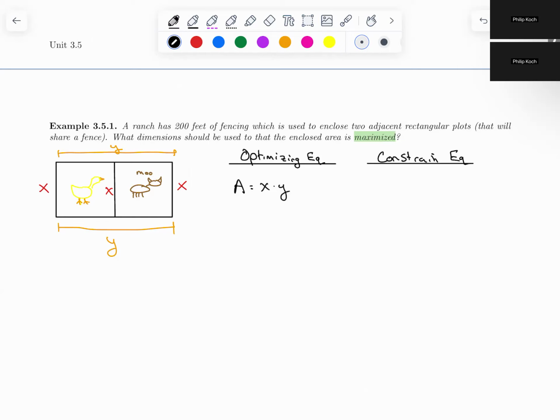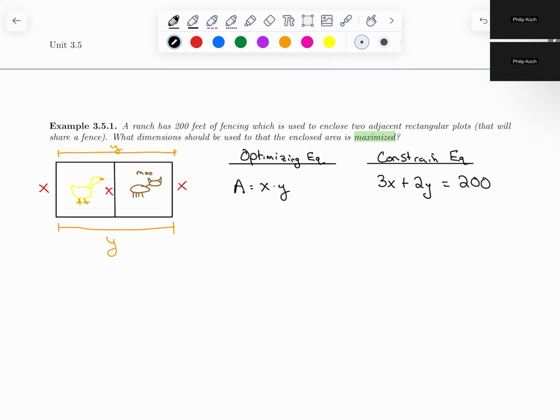So I have two y pieces of fencing and 3x pieces of fencing. So I have 3x plus 2y is equal to 200. That right there is a constraint equation. It gives me a bound. Any questions so far?